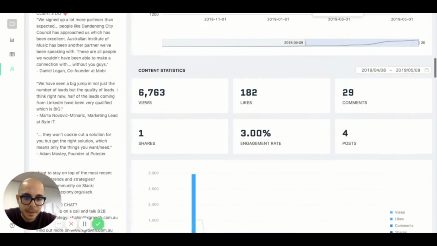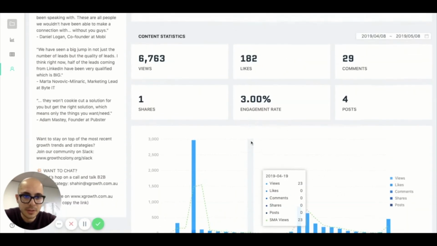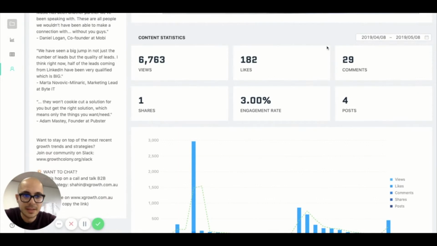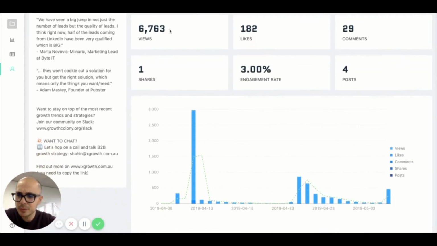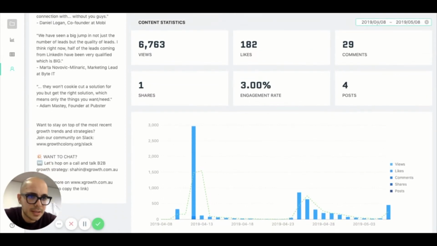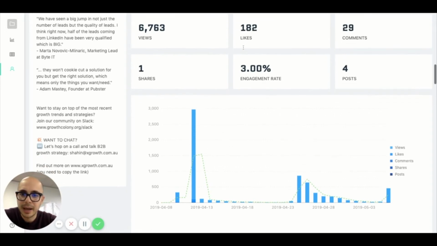And then here it talks about your posts. So it's a custom content statistics, and you can really change the time frame of content that you have here. So you can see the number of views that we got in this time frame. When is it? It's from 8th of April for the past month. Right? So we've had a total of 6,000 or 7,000 views, 182 likes, and engagement rate of 3%, which is lower than what we had this week.